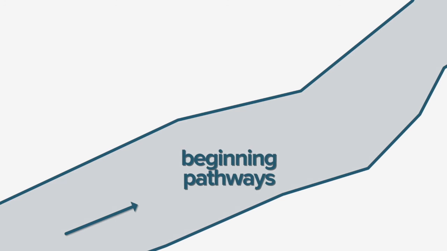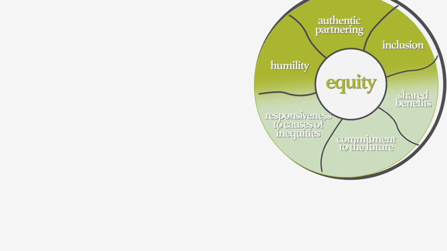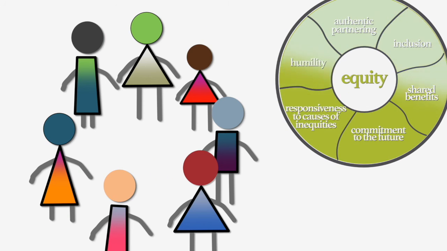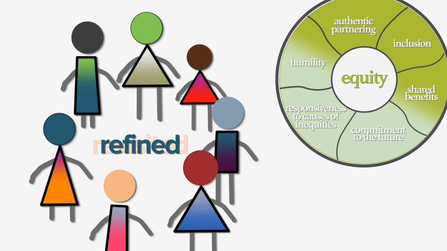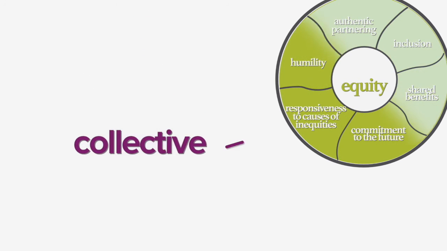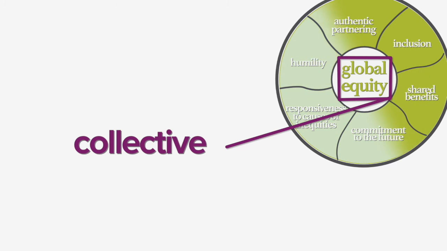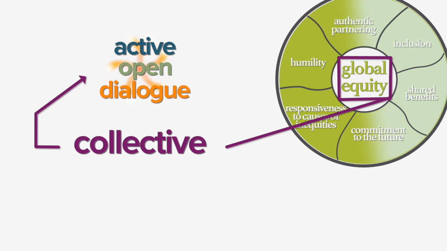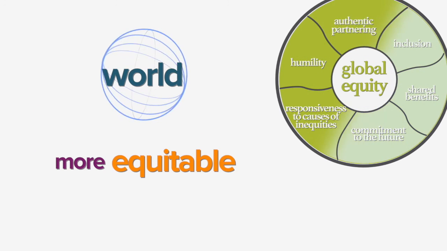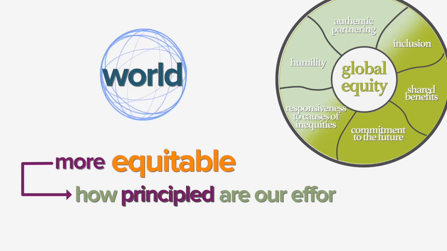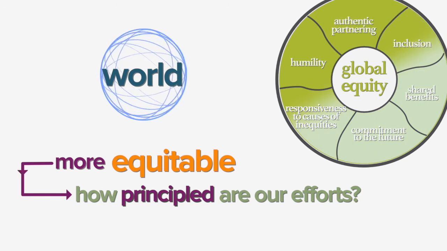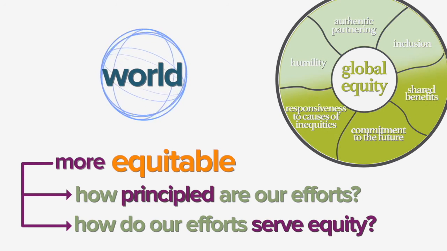Now that we've explored the principles, we'd like to suggest some beginning pathways for moving forward. These principles stand on the shoulders of those already pursuing equity, and in our hope that others may now stand on our shoulders, we want to see these principles discussed, revisited, and refined so that we as a collective of global health researchers seeking global equity routinely engage in an active and open dialogue with ourselves and others. In contributing to a more equitable world, we must consistently ask, how principled are our efforts? And, when all is said and done, how do our efforts serve equity?